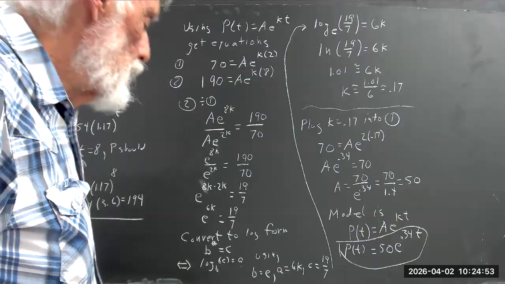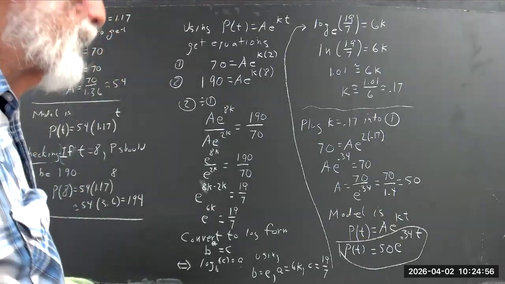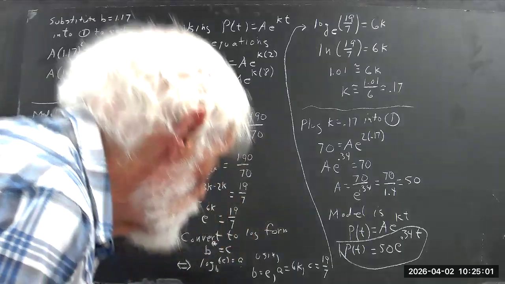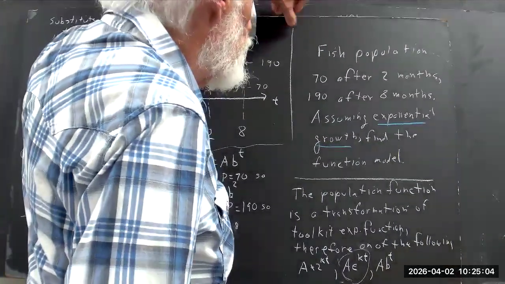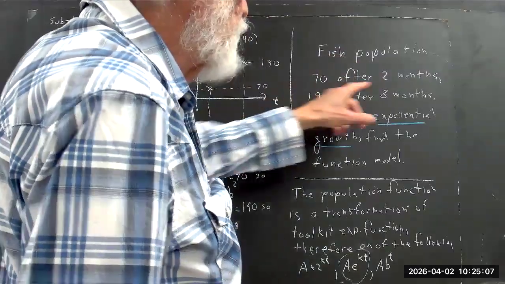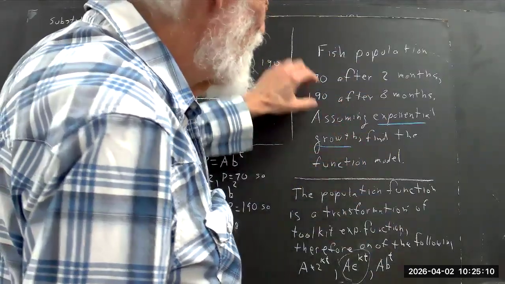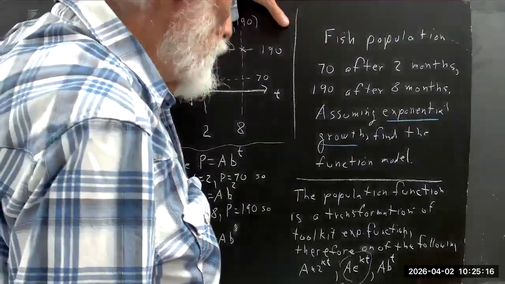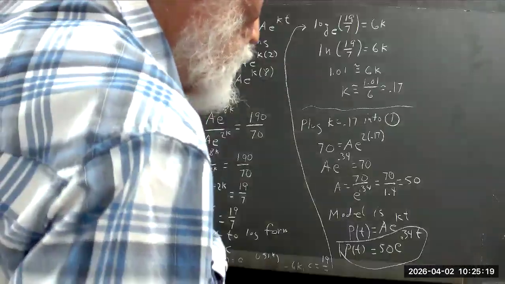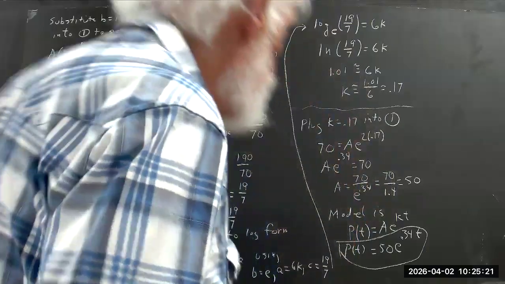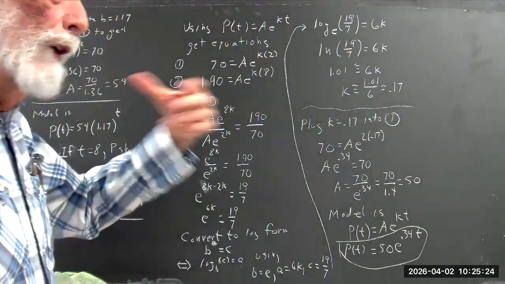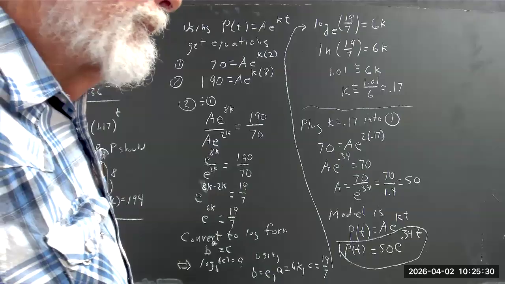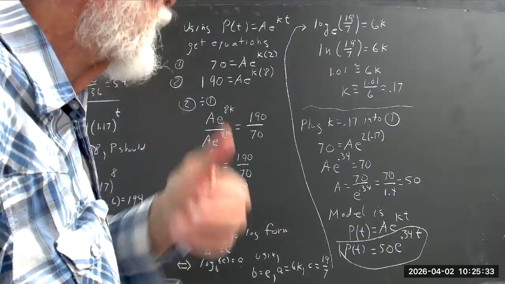So the original data: population of 70 after 2 months, population of 190 after 8 months. Those numbers are a little fuzzy. Not sure it's really 70. You're not really sure it's 190. So even if you have completely accurate results from your calculator, or very accurate results, up to 5 or 6 significant figures, when you start calculating the model, it's kind of meaningless. Your model is only an approximation.